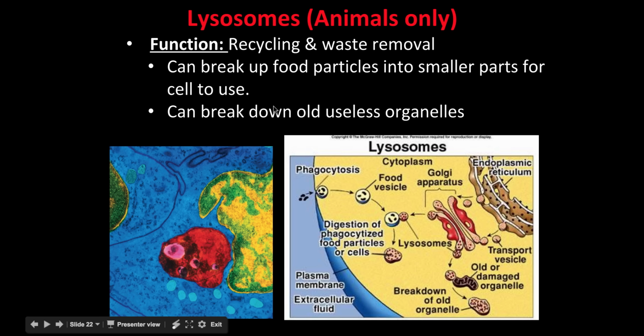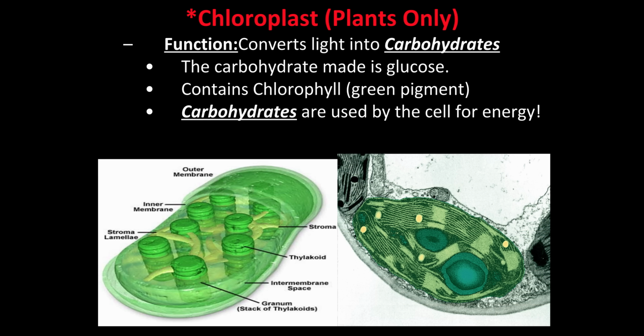Next one's a lysosome. This is an animal cell only. The function is recycling and waste removal. It can break up food particles into smaller parts in the cell, so it's really breaking stuff down, and old organelles can get digested and broken down too. So it's a place to tear some things apart and get rid of them.